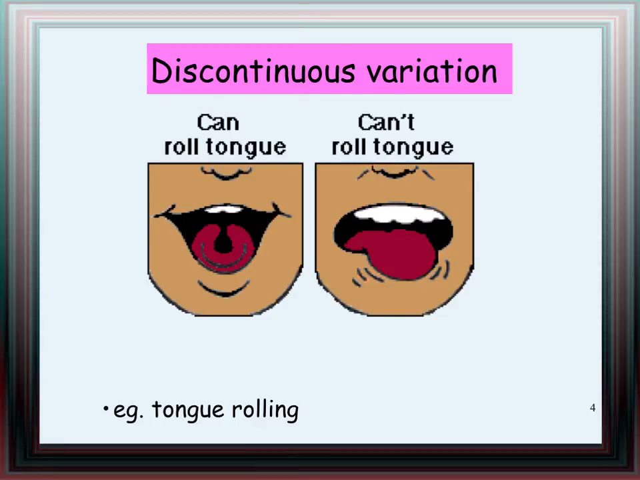Did you know that there are people who can roll their tongues and people who cannot roll their tongues? So this is an example of discontinuous variation. The variation in the characteristics is due to one or very few genes or alleles. Environmental factors have little influence on discontinuous variation. Can you think of another example? Yes, blood groups is another example.